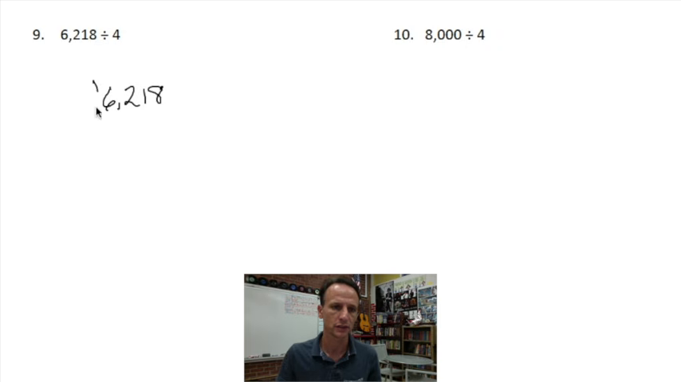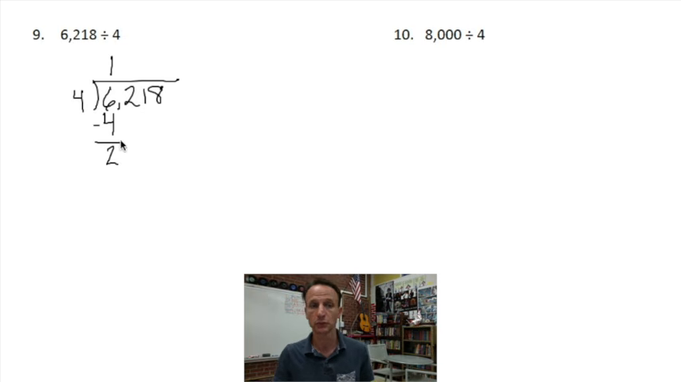Alright, so let's start off with 6,218, which we are dividing by 4. Let's do it. How many 4s in 6? There is 1, because 1 times 4 is 4. When we subtract, we're left with 2 thousands, which we decompose with the 2 hundreds, so 22 hundreds. How many 4s in 22?